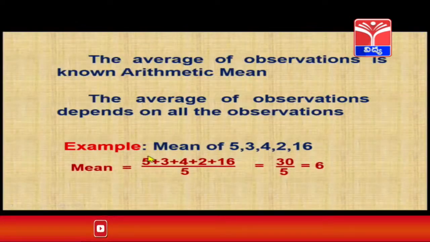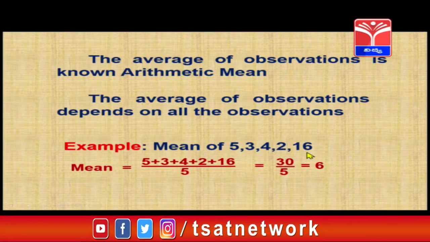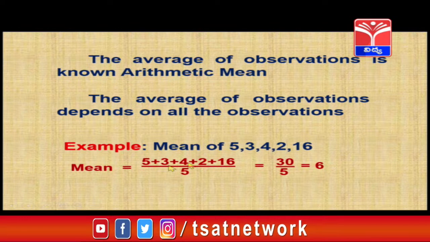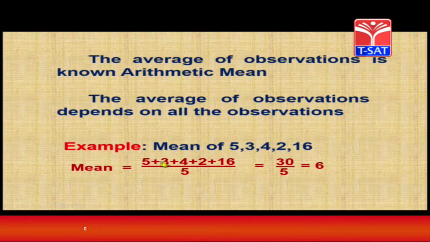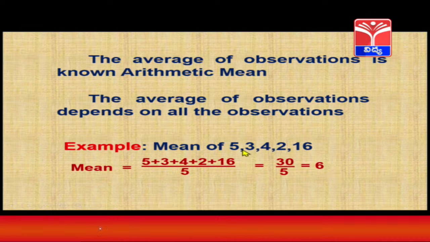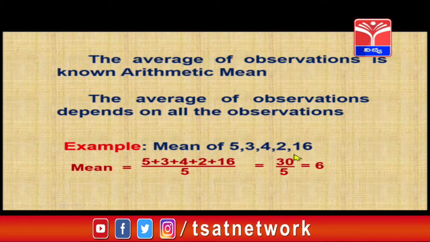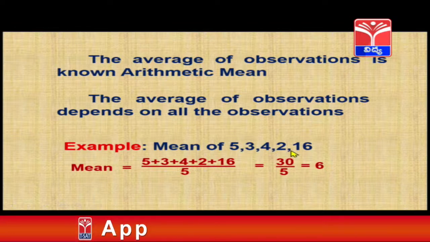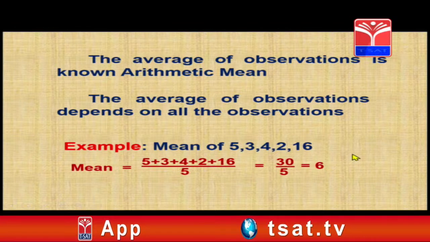Here you are able to see an example, the mean of 5, 3, 4, 2 and 16. Here I want to find the mean of this. Mean is equal to 5 plus 3 plus 4 plus 2 plus 16 by 5, that is 30 by 5, how much is it? 6. But you observe that this 6 is more than 5, 3, 4, 2, but it is smaller than 16. So, in such cases you require another method where you can identify the middlemost value, which is called the median.